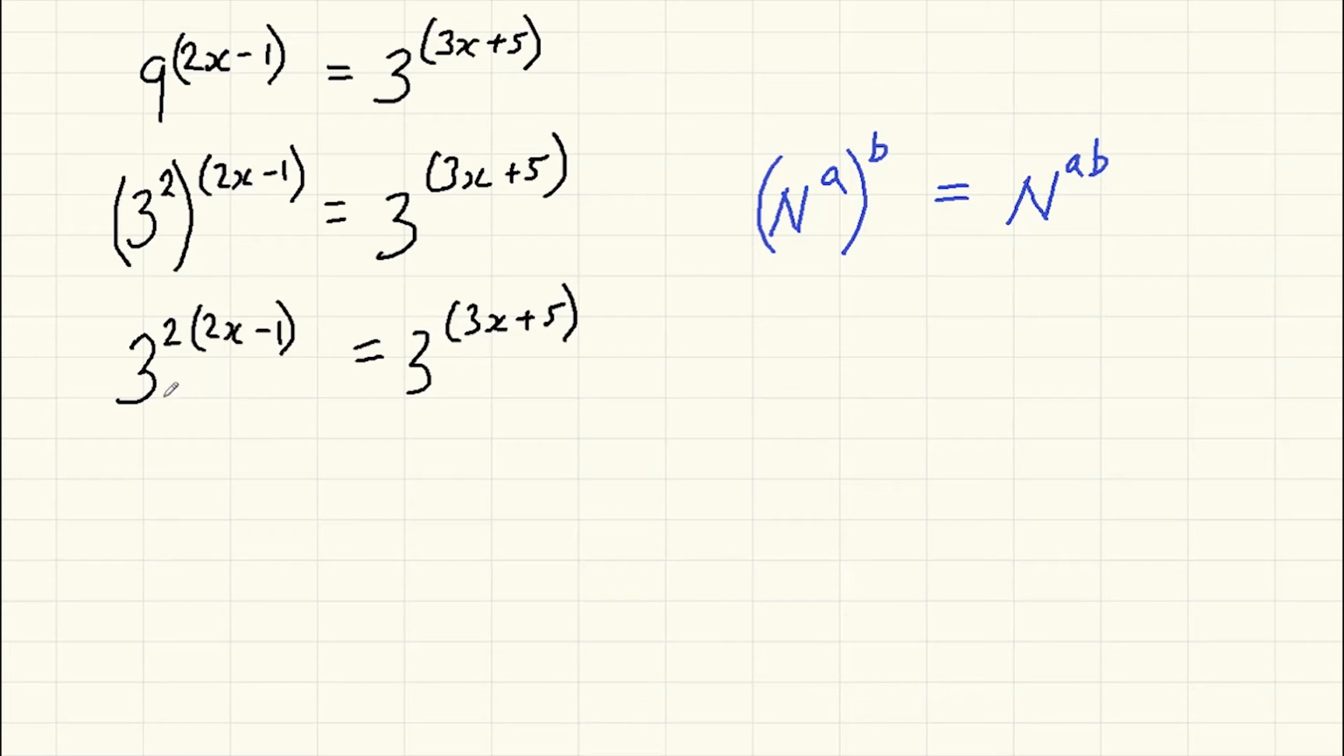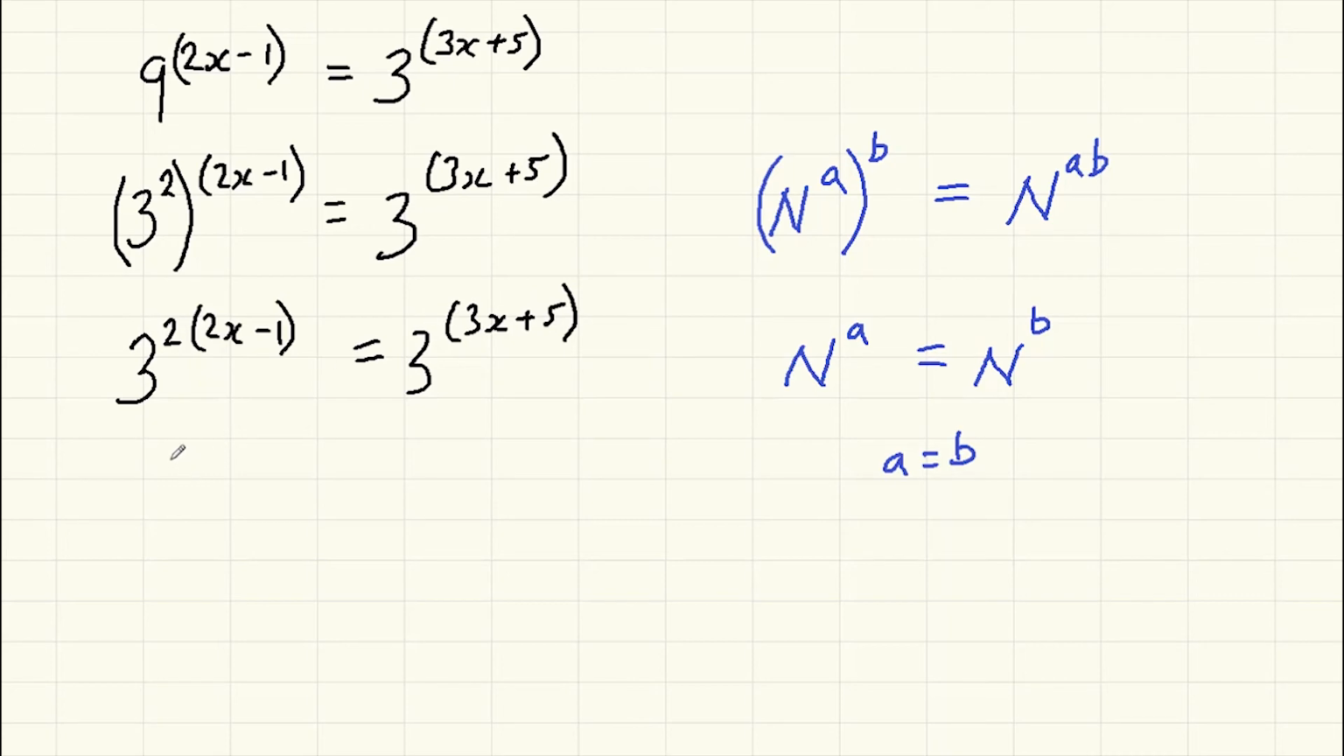Now, why did I want those two base numbers to be the same? Well, that's because if you have a number raised to a power and that equals the same number raised to a different power, then the powers must be the same. So A must equal B. In that case, as this is 3 and this is 3, it means that this term must equal this term.